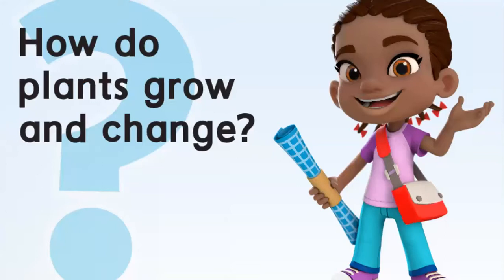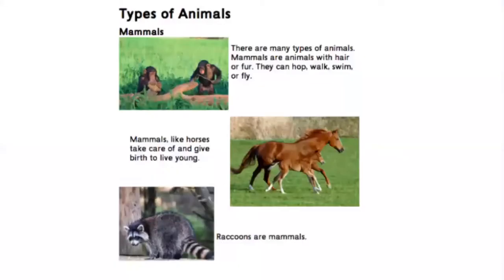So the essential question is still, how do plants grow and change? But today we're going to think about all the things that we had learned about how plants grow and change and the differences and similarities between adult plants and baby plants, and start trying to think about that when we start to think about animals.